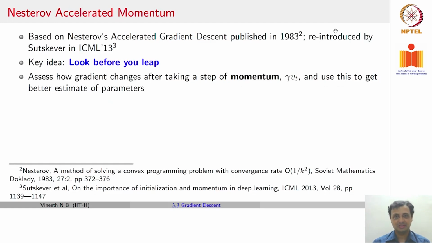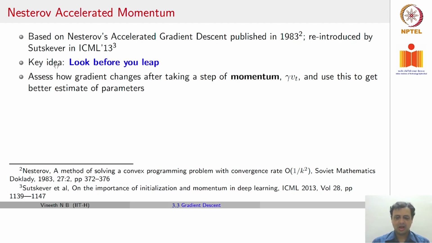That leads us to another method known as Nesterov accelerated momentum. This is based on Yuri Nesterov's work. Yuri Nesterov is a huge researcher who has created a significant impact in the field of optimization. This work, called Accelerated Gradient Descent, was published in 1983 and was recently reintroduced in the machine learning context in 2013. And the key idea of Nesterov accelerated momentum is to develop the idea of momentum to include one key thought, which is look before you leap.